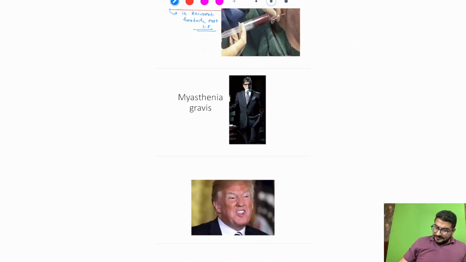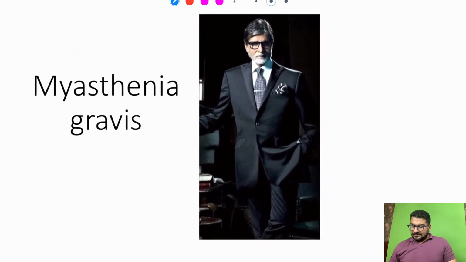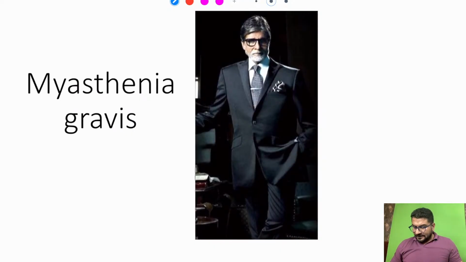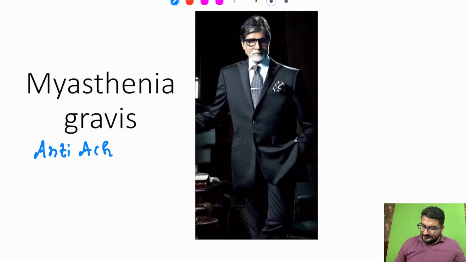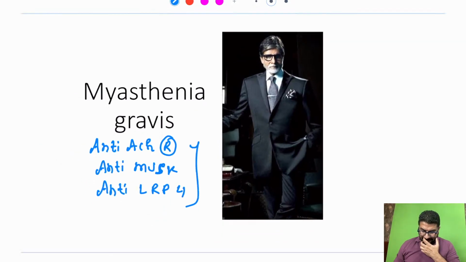Okay, now let's talk about myasthenia gravis. So myasthenia gravis is a disease which Amitabh Bachchan is having. In 1984 he was diagnosed with this. So here we will have 3 important antibodies which you have to remember. This is called anti-acetylcholine receptor antibody. Second antibody will be anti-MuSK antibody. MuSK means anti-muscle specific kinase. And third antibody which you have to remember, this was last year INICET question, anti-LRP4. So these 3 are the main antibodies which we find in myasthenia.